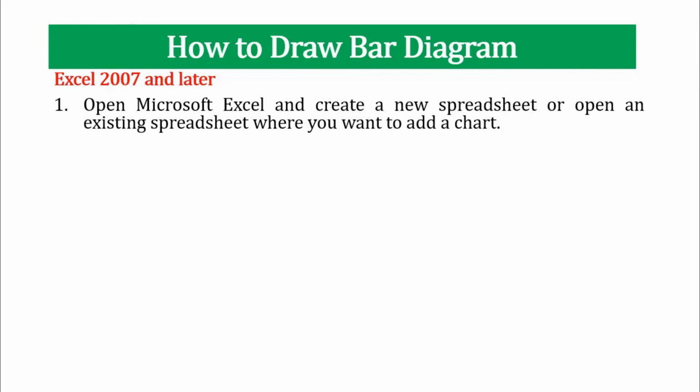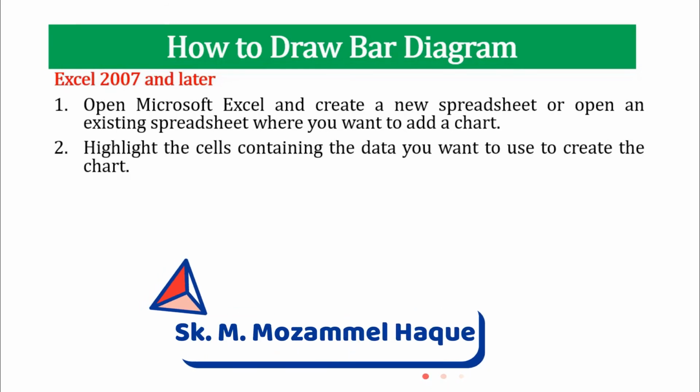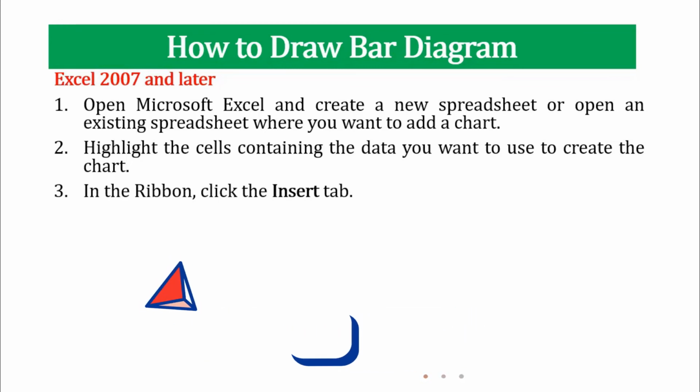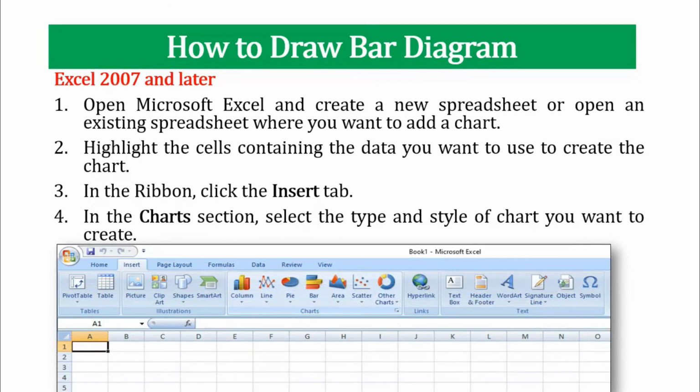Number 1. Open Microsoft Excel and create a new spreadsheet, or open an existing spreadsheet where you want to add a chart. Number 2. Highlight the cells containing the data you want to use to create the chart. Number 3. In the ribbon, click the Insert tab. Number 4. In the chart section, select the type and style of chart you want to create. And from the figure, you can see how to draw a chart in Microsoft Excel. Click Insert, then from the Charts group, choose your desired type of chart.